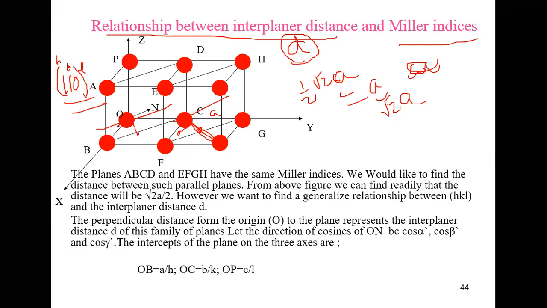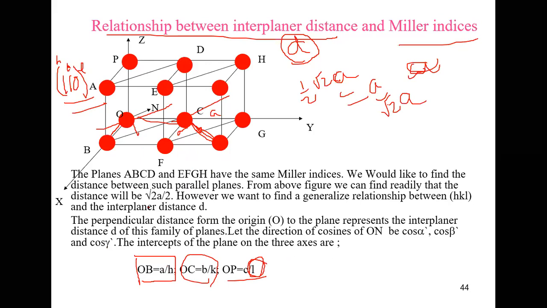So in this case, the intercept is OB, and its reciprocal is actually h. So we can write OB equal to a by h, and similarly we can write OC equal to b by k, and similarly OP, which is actually infinite here, OP will be c by l. The l comes from the Miller index from the intercept of the z-axis.